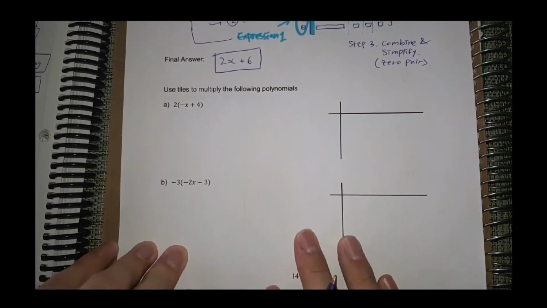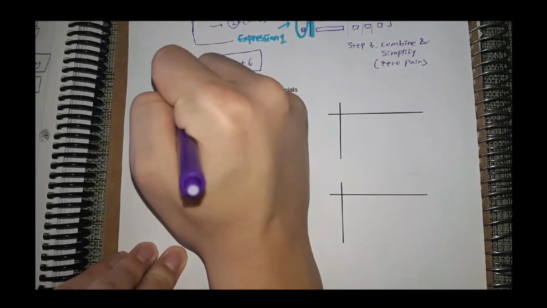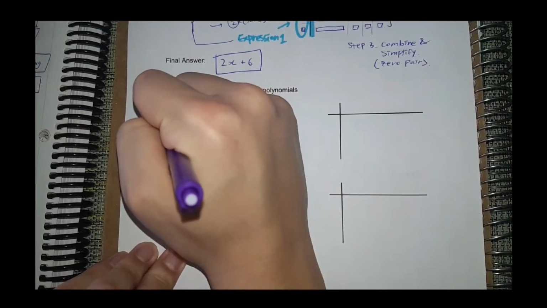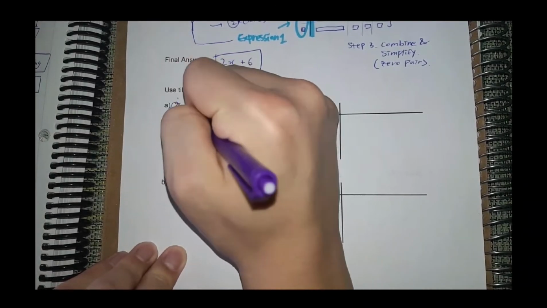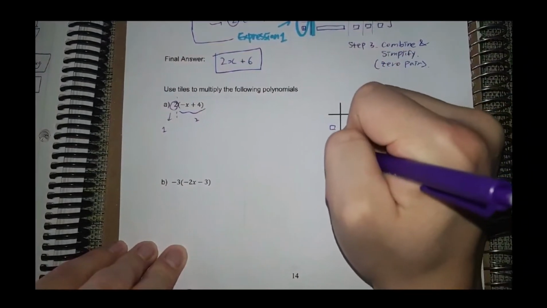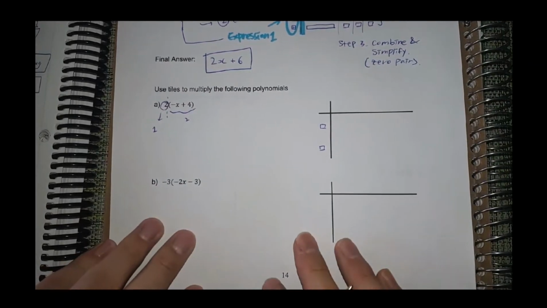Next one. Use tiles to multiply the following polynomial. So, I'm going to point out that this is my expression 1, and the rest of them are expression 2. Positive 2 is what I have, so it's very identical to the last one. Leave a good amount of space. You will know why. Then next one.